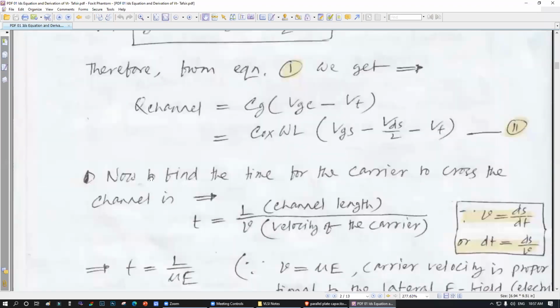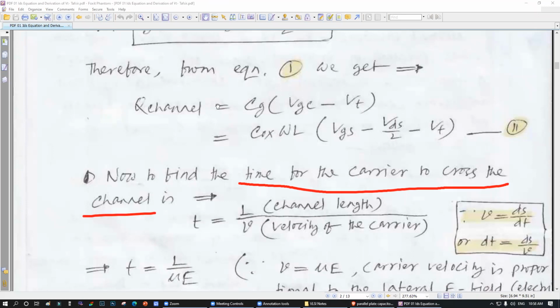Now you have to find out the time for the carrier to cross the channel. Remember, I told you I is equal to Q by T. So your T is equal to L by V. This is important because Q is already done. Now you have to find out the T. Why? Because T is the time for the carrier to cross the channel.